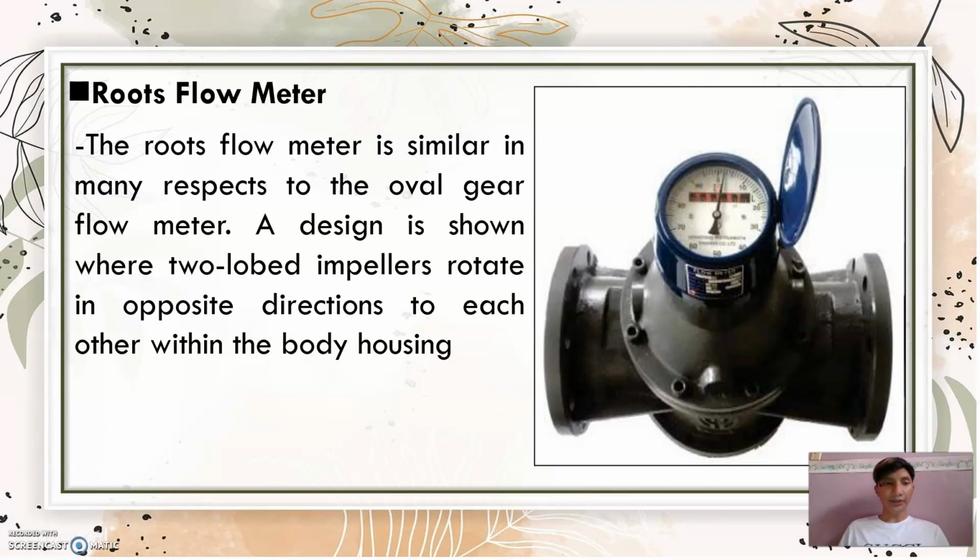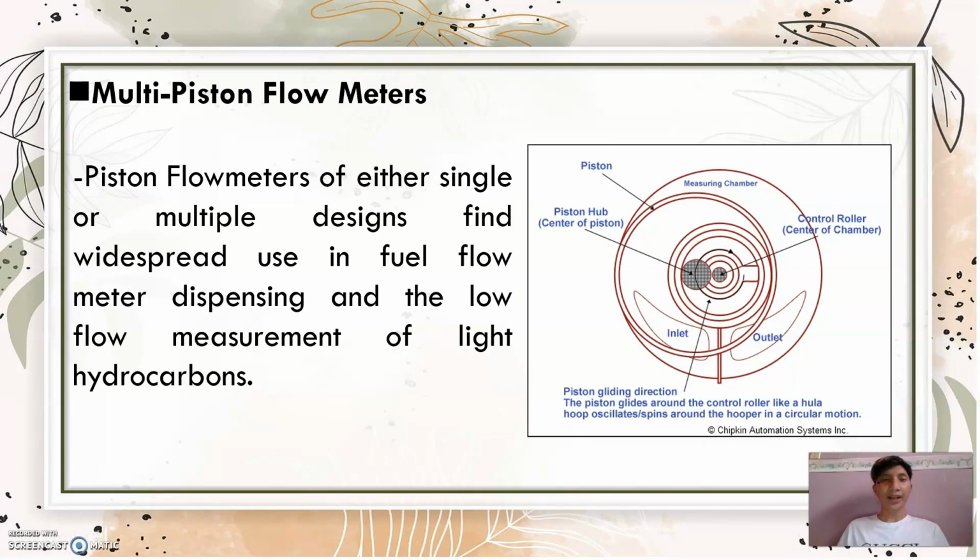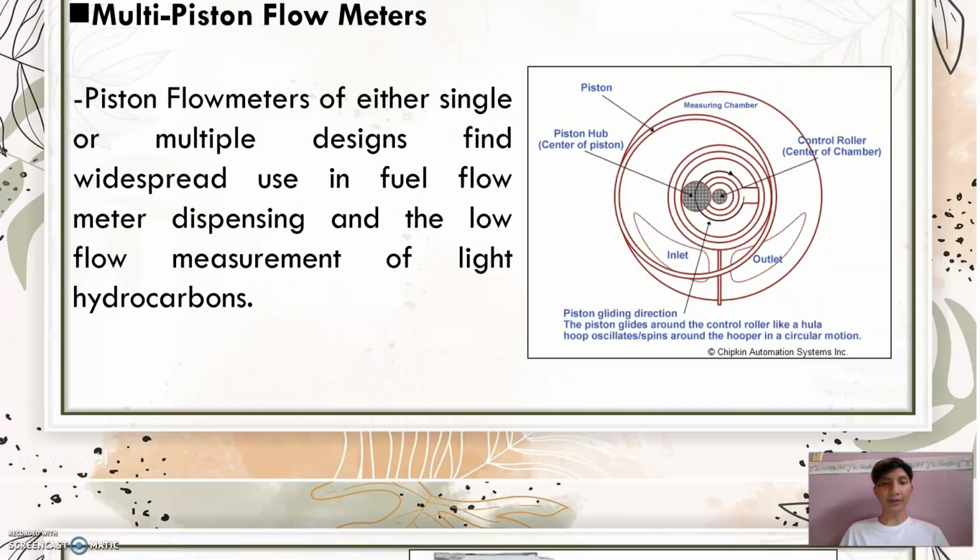Roots flow meter. The Roots flow meter is similar in many respects to the oval gear flow meter. A design is shown where two lobed impellers rotate in opposite directions to each other within the body housing. Multi-piston flow meters. Piston flow meters of either single or multiple designs find widespread use in fuel dispensing and the low flow measurement of light hydrocarbons.